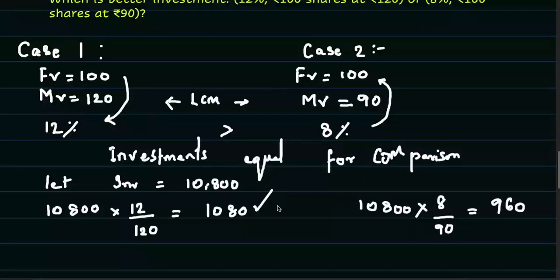960. So which one is giving you more benefit? The case 1 will give you more return. Is it clear? Got it. Okay.